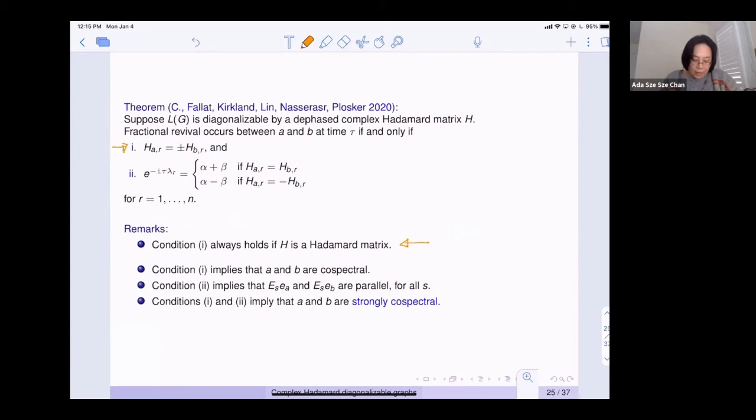All right, then if I look at these conditions a bit more, condition 1 alone would imply that A and B are cospectral. But when we actually look at that, any graph that is complex Hadamard diagonalizable will have all its vertices being cospectral to each other. But if I just zoom into condition 1, condition 2, then the cospectrality follows from condition 1.